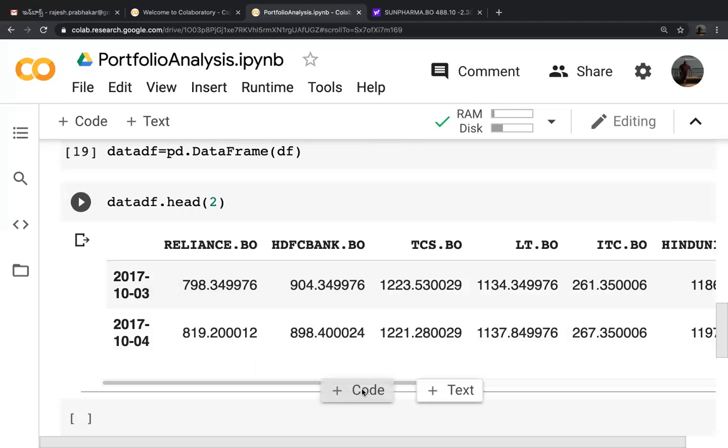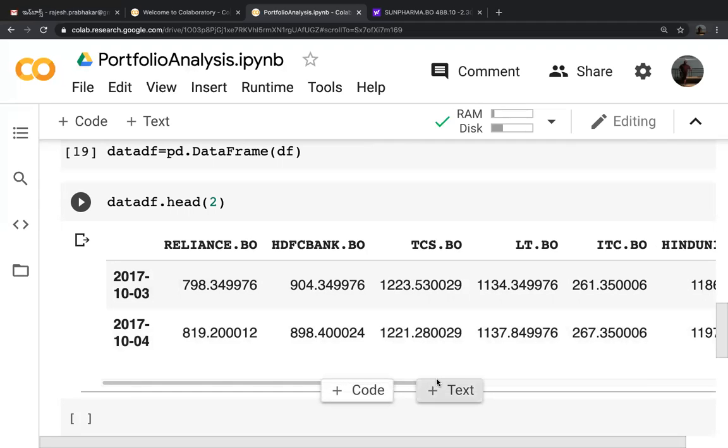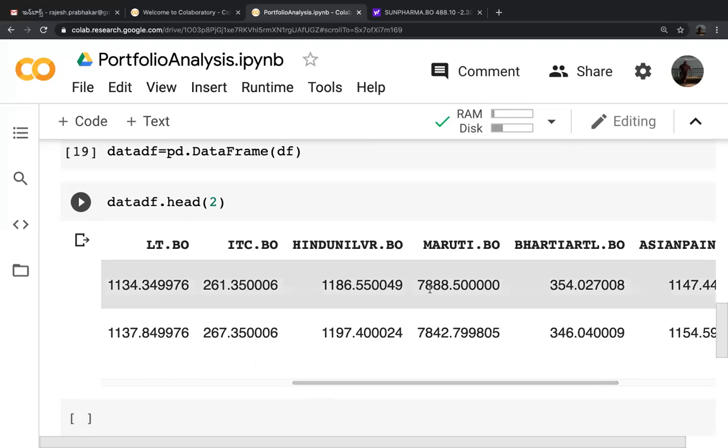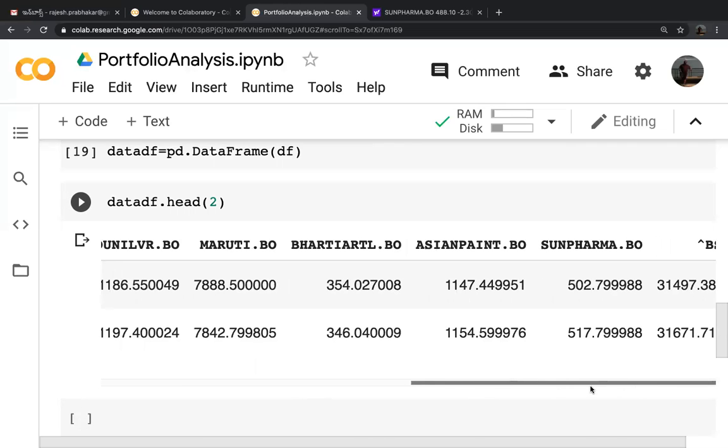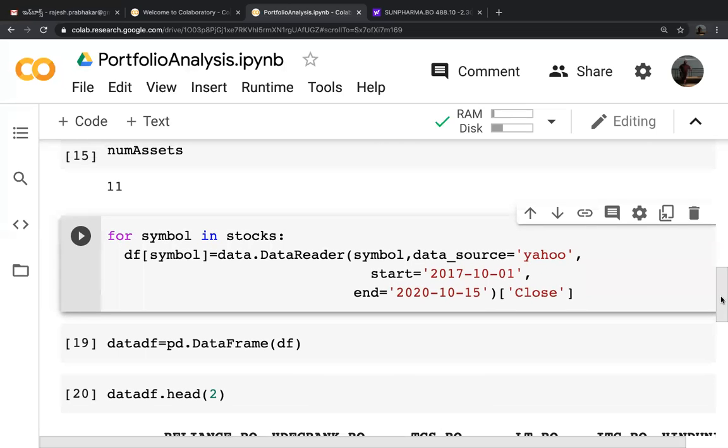Now, if you observe, the prices are in different units. Reliance is in 700, 900. HDFC Bank is 900. But look at TCS, it is 1200. L&T is 1100. ITC is only 261. See, Maruti is 7,888. So when you have stocks with different price levels, you cannot compare them directly. Arika, what is the problem you're having? So we cannot compare these stocks directly.